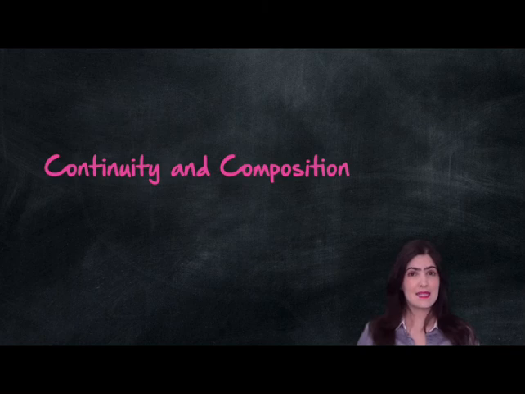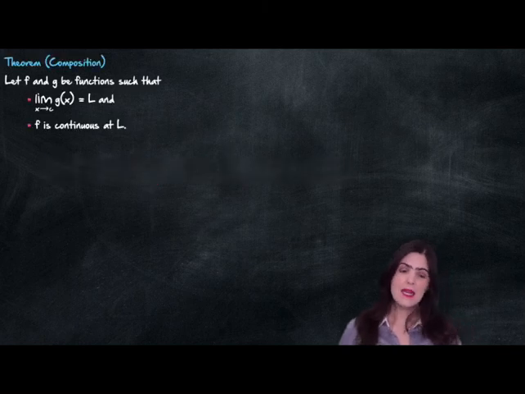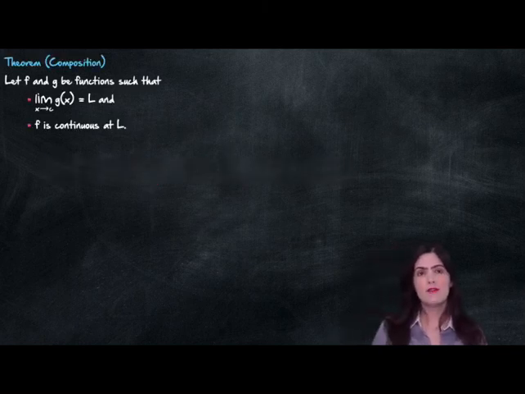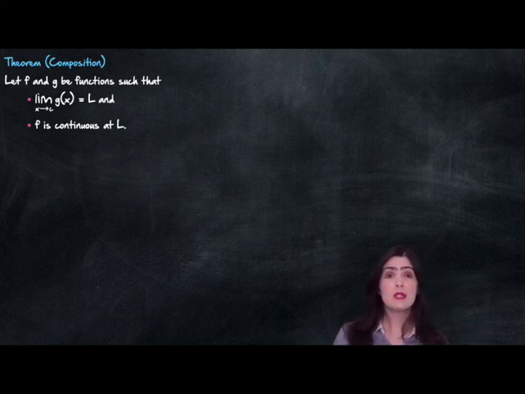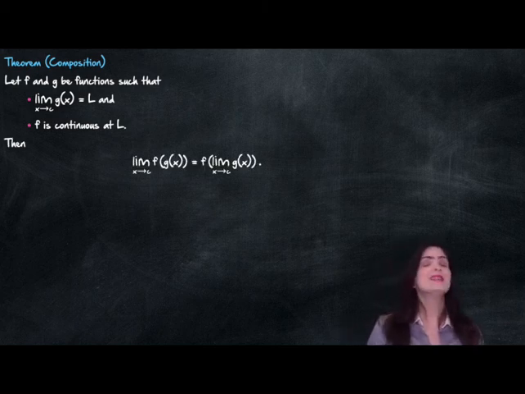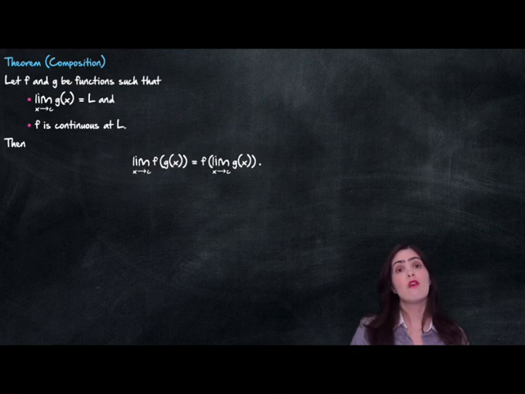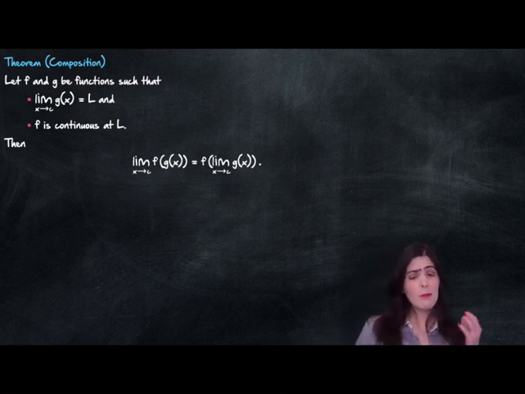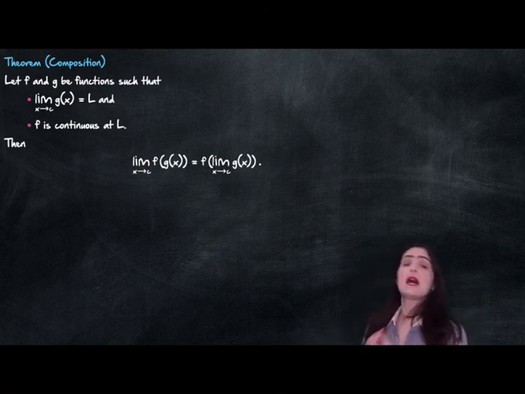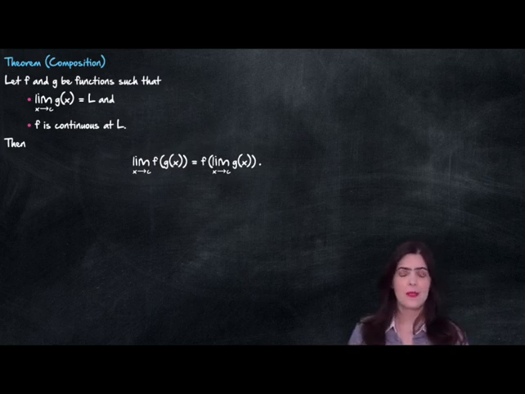So let's get started. This theorem tells me the following: if I have two functions, f and g, and I know that the limit as x approaches c of g of x is equal to L, and I know that f is continuous at L, then the limit as x approaches c of f of g of x is equal to f of the limit as x approaches c of g of x. That is pulling the limit inside of the function f.